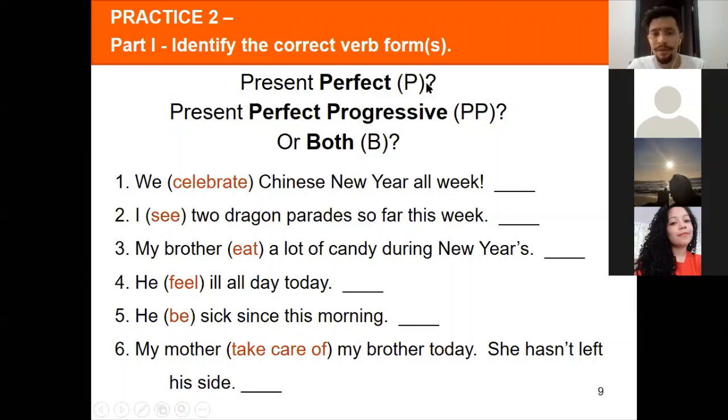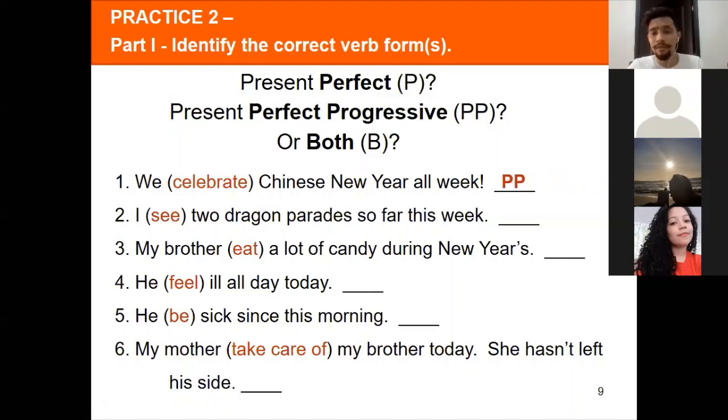Which one do you think it could be, present perfect or present perfect progressive? Both. So you can say, all right, we have celebrated Chinese New Year all week. Well, it is both depending on the context, right? It can be both depending on the context. Good. How about number two? I see two dragon parades so far this week. Present perfect. All right, present perfect.